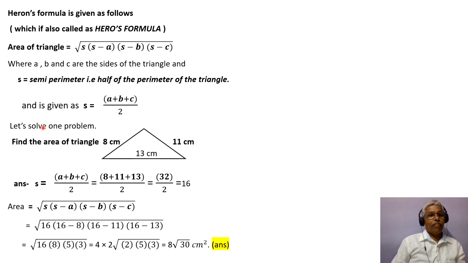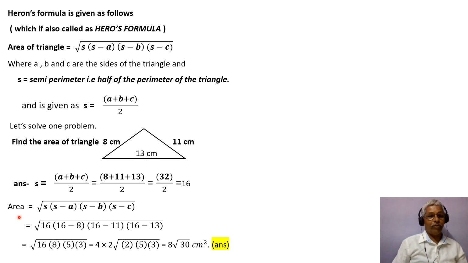So let us solve one problem. Find the area of a triangle whose sides are 8 centimeter, 11 centimeter, and 13 centimeter. So we will find s first. S equals (a plus b plus c) upon 2, so it is (8 plus 11 plus 13) upon 2, which is 32 upon 2, which is 16.